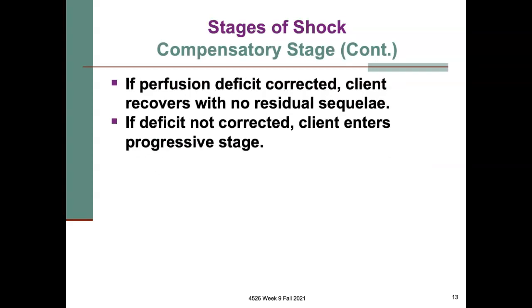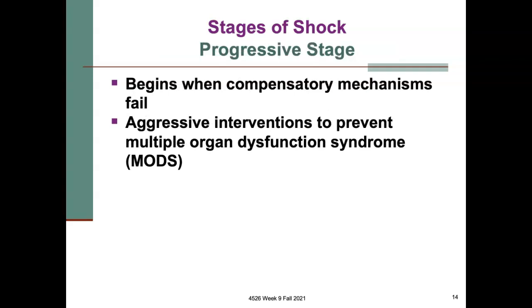So if the perfusion is corrected, the client recovers with no residual sequelae. If the deficit is not corrected, the client enters the progressive stage. This is a very important piece: you want to prevent the client from moving into the progressive stage. The progressive stage of shock begins as compensatory mechanisms fail. Aggressive interventions are needed to prevent the development of multi-organ dysfunction syndrome. This is where you don't want to go, where all the organs become involved related to shock.